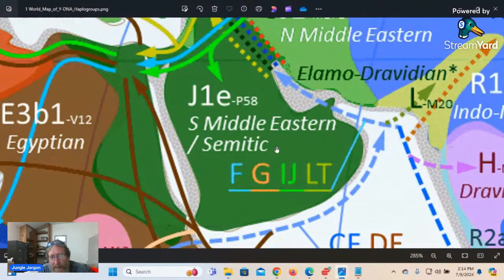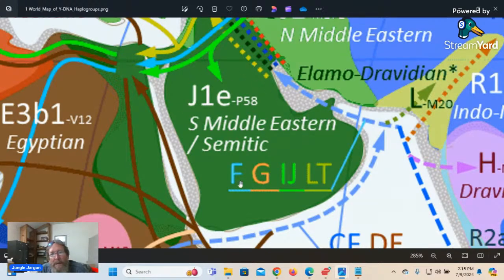Yes, it's Semitic, that's correct, because of course the Kohanim are the priests of Israel, because Aaron, the brother of Moses, was the first priest of Israel. So all of Aaron's descendants were obligated to tell their sons that they were descended from Aaron, from the tribe of Levi.